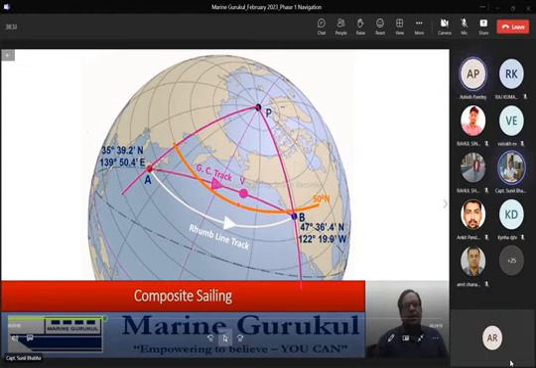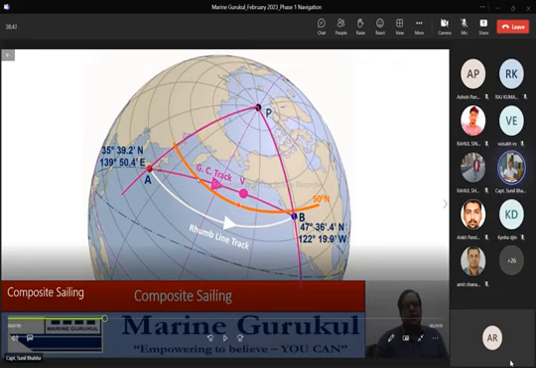So sir, in this diagram, the GC track where it is cutting initially the limiting latitude, that will be the first part where we stop our GC, correct? No beta, no, we will not do like that. We will move on a separate GC track. I'll show you.